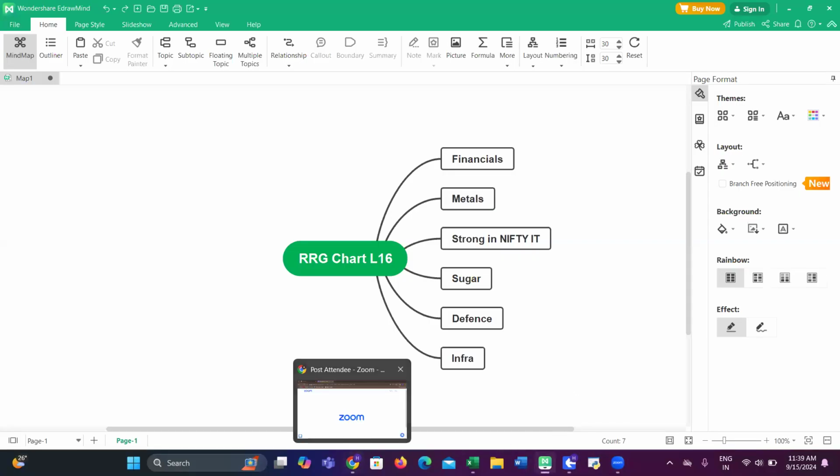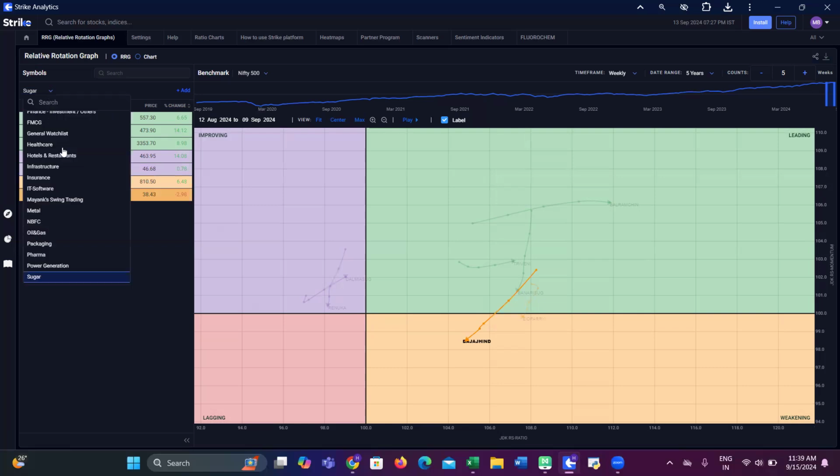Defense, very popular among retail investors. So let's look at defense.